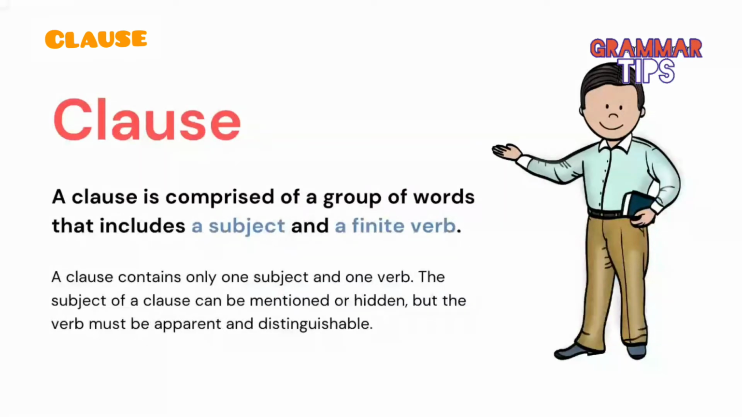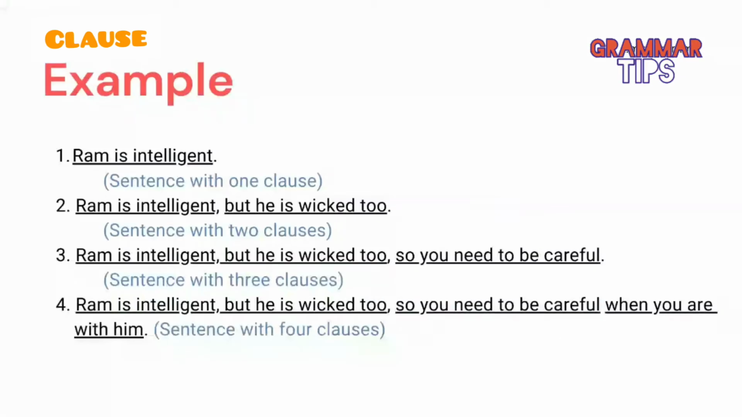A clause contains only one subject and one verb. The subject of a clause can be mentioned or hidden, but the verb must be apparent and distinguishable. We'll see some examples. 1. Ram is intelligent. Sentence with one clause.